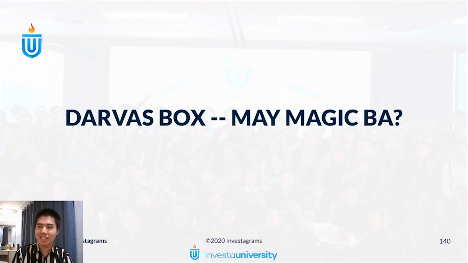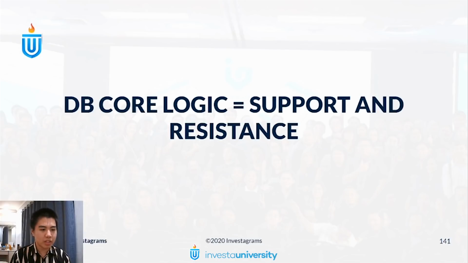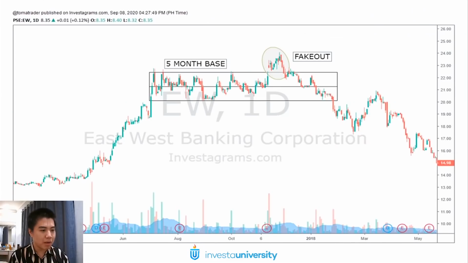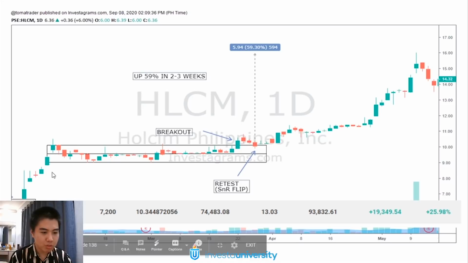So, may magic ba siya? Kasi nakikita nyo, nag-box lang, tas nag-100%. Well, actually, wala siyang magic. Ano yung core logic dito? Hindi magic yung box sa drawing ko. It's basically support and resistance, di ba? Kung babalikan ko dito, ano ba to? Support, ano ba to? Resistance. Dinrawing nga lang ng box.